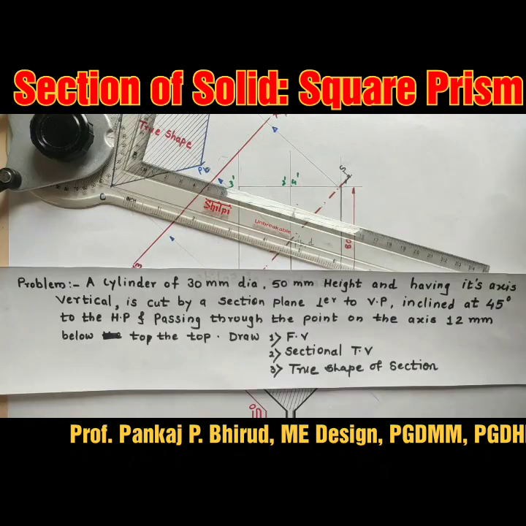So here the problem is: a cylinder of 30 mm diameter, 50 mm height and having its axis vertical is cut by a section plane perpendicular to VP, inclined at 45 degrees to the HP and passing through a point on the axis 12 mm below the top of the base. Draw front view, sectional view and true shape of the section.